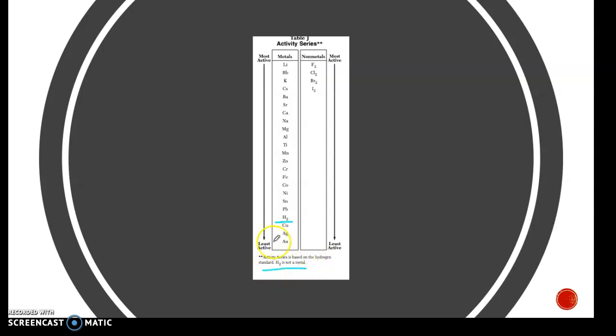Alright, so I'm going to give you a couple of examples before we go on to the real examples that I have here. Basically what it's asking is, can Mg replace Cr? So can Mg replace Cr? Well, let's look. Cr is right here, and Mg is right here. According to this, Mg is more active than Cr, so Mg can go ahead and replace Cr in our reaction.